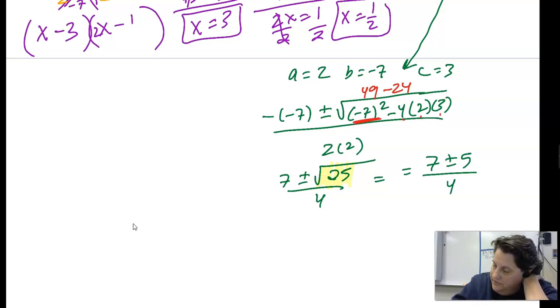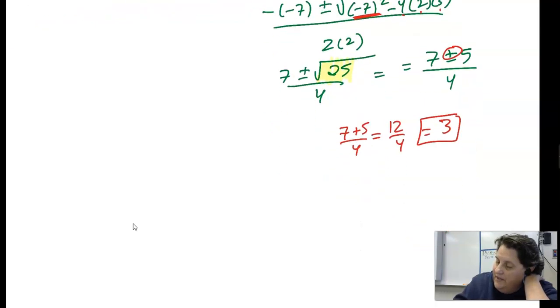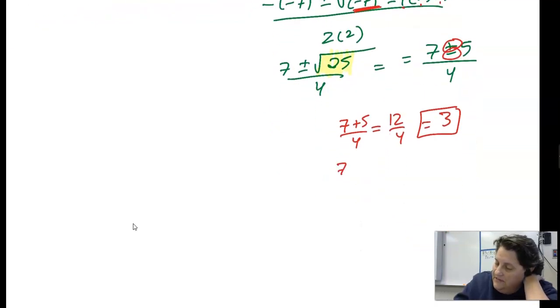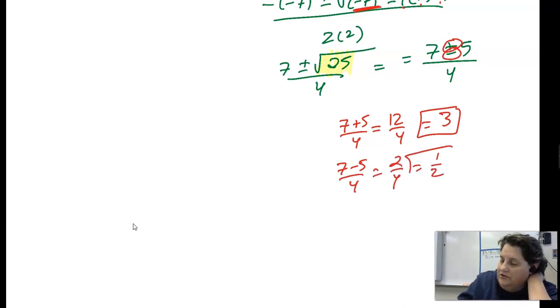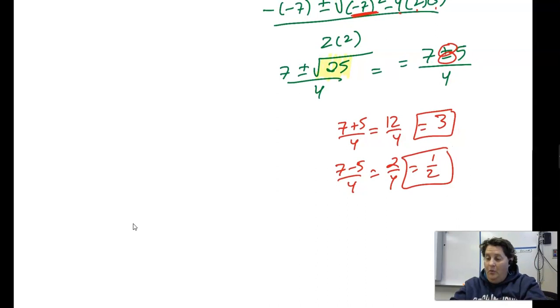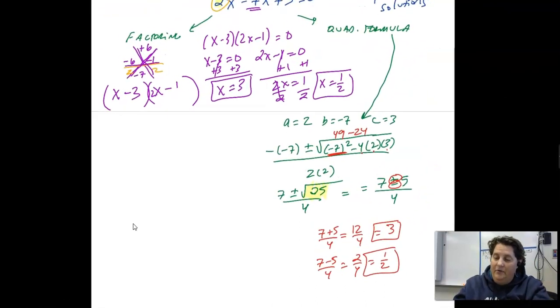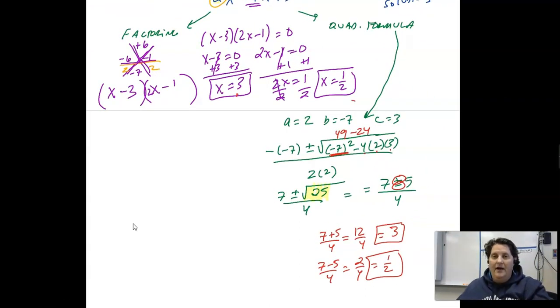And I'm going to go like this. I'm going to do plus first. 7 plus 5 over 4. That's going to be 12 over 4, which is 3. Then I'm going to do minus. 7 minus 5 over 4, that's going to be 2 over 4, which is 1/2. So what were my solutions? 3 and 1/2. So you guys kind of see that whether we do factoring or quadratic, I'm going to get the same answers.